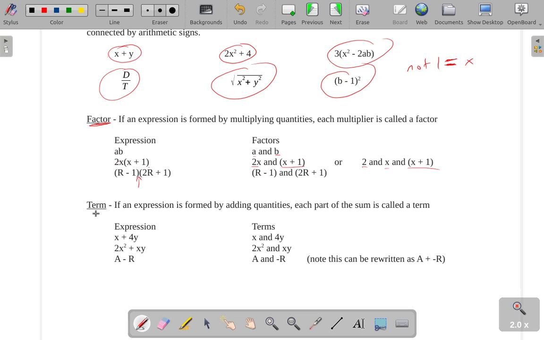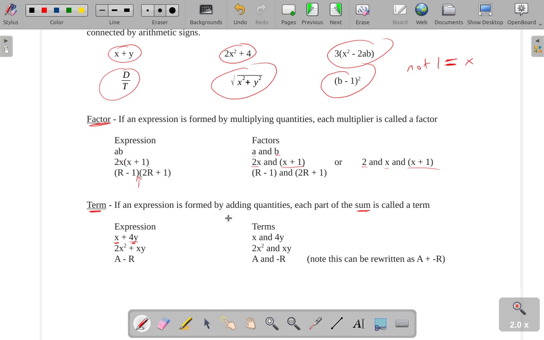All right, we also use this word terms. Just like factors are talking about parts of a product, terms are talking about parts of a sum. So when we're talking about the terms of an expression, these are the parts that are added together. So x plus 4y, well, x and 4y are the two terms here. It would not make sense to call 4 a term here because 4 is not added to anything. It's multiplied by the y.